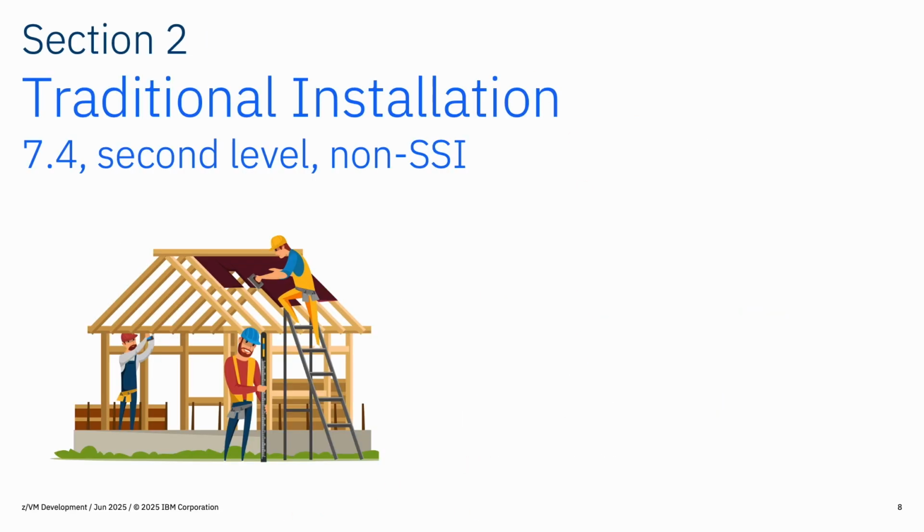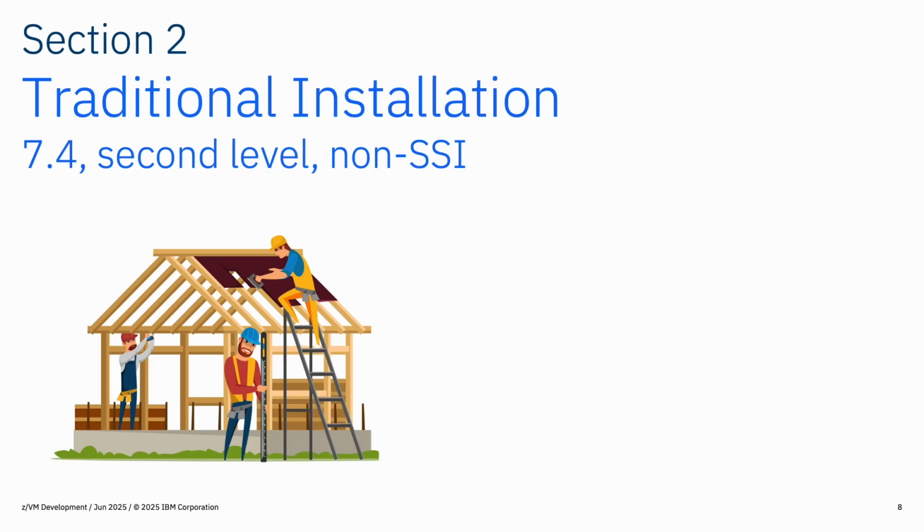Now that you're an expert in all the terminology that you're going to need to understand the installation procedure, let's jump into an example. So this is going to be a 7.4 traditional installation, second level, non-SSI. So to recap, non-SSI means it's just one system, it's not a cluster. Second level means it's being installed over an existing first level system using its TCP/IP stack, and we're installing at the 7.4 release level. So again, this is where I use the metaphor of building a house.